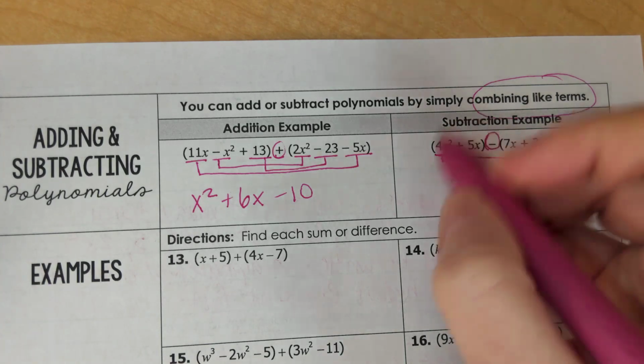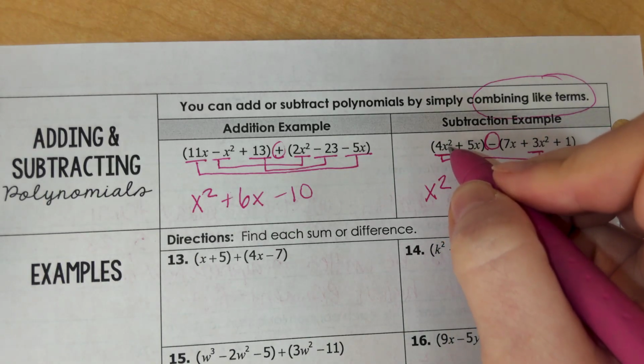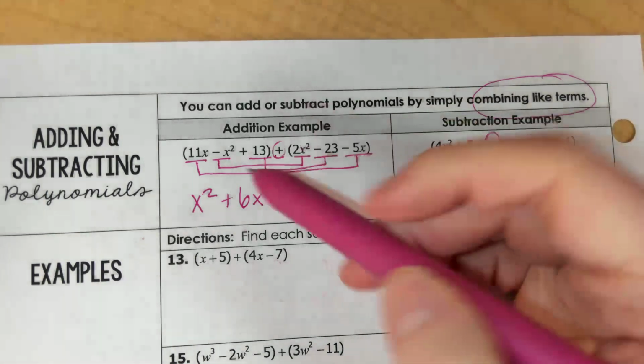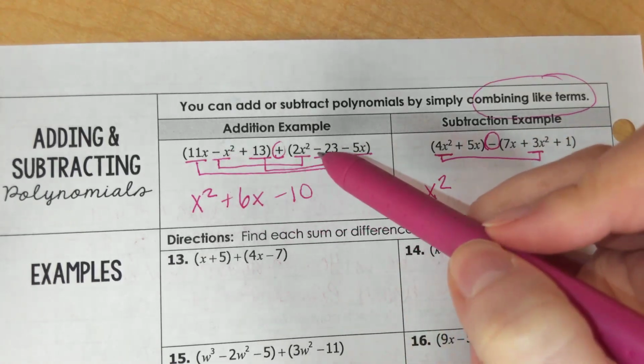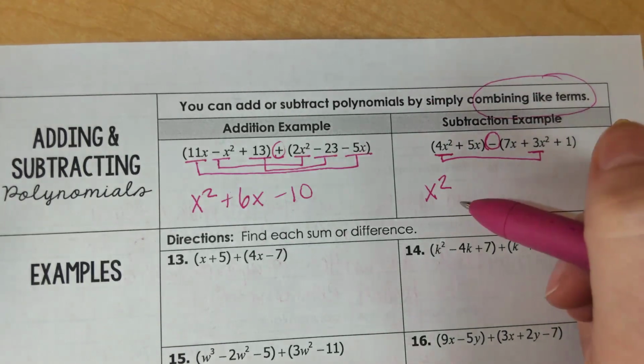So 4 minus 3 becomes 1x squared. Notice that I'm not changing the exponent and the variable. I didn't over here either. When I added these two together, I only added the coefficient. I left the exponent and the variable alone.